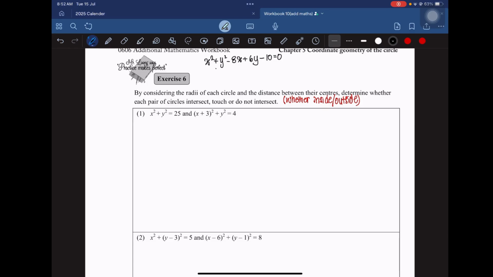Then this one, the C1 will be: you take negative 8 out and divide by 2, so it becomes 4. Then plus 6, you bring out, becomes negative 6, then divided by 2 is negative 3. Then your radius, you have to count the square root of 4 squared plus negative 3 squared minus 10. That's when they give you the expanded form, you will do it like that.